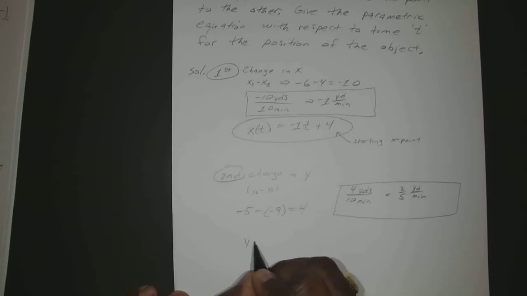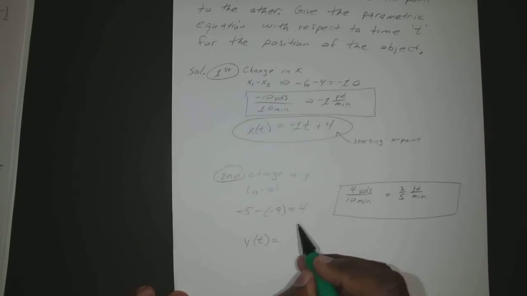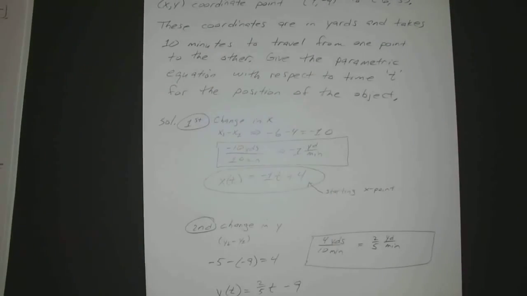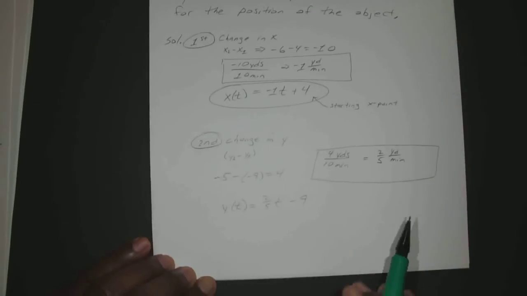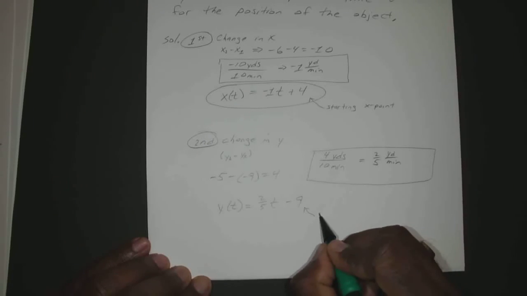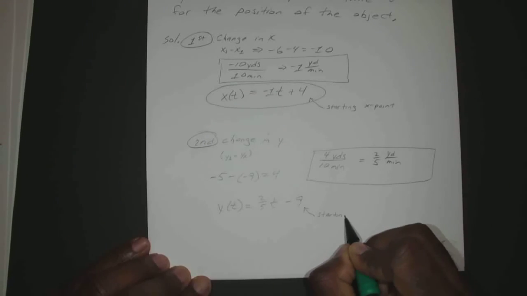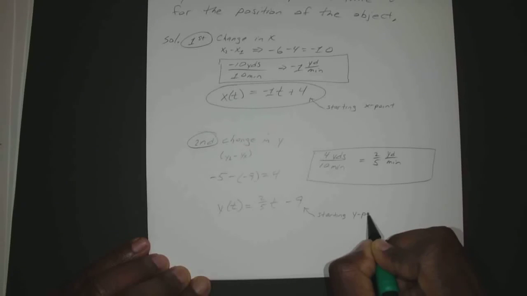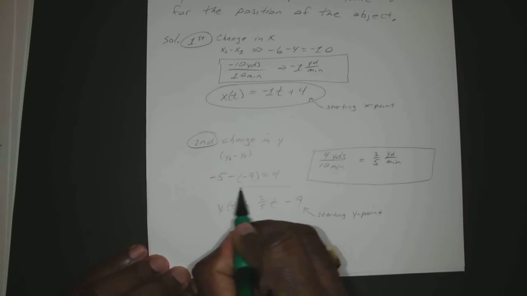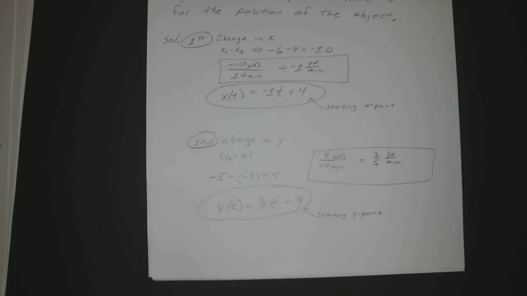Okay, so that means your parametric equation for y is equal to 2/5 times time minus 9. Because remember, you're starting at -9. So that's your starting y point. Okay, so those are your two parametric equations.